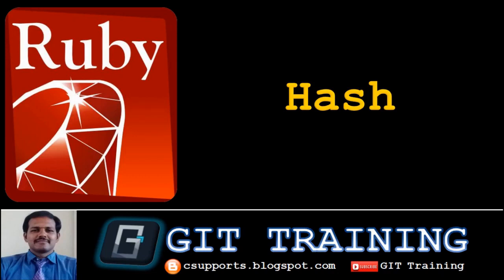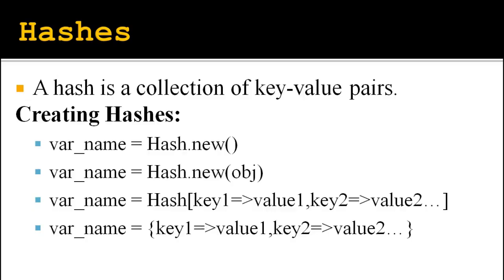Hi everyone. In this video we discuss the hash in Ruby. So what is a hash? A hash is a collection of key and value pairs, which is similar to associative arrays in PHP. Here each value is associated with a key.